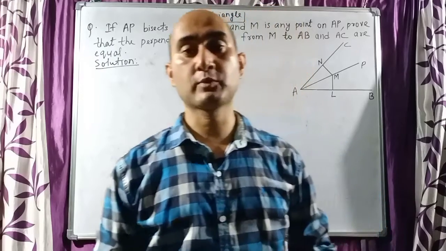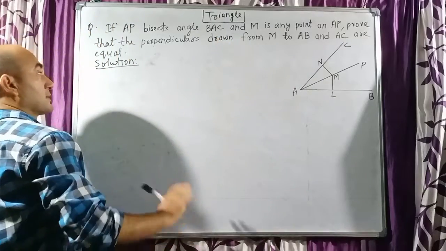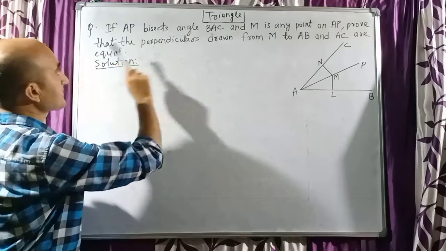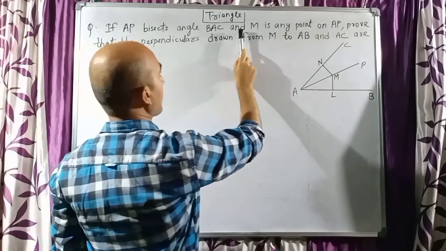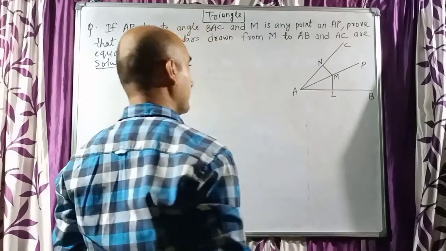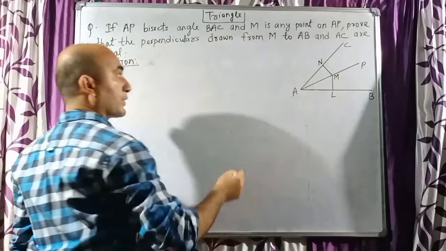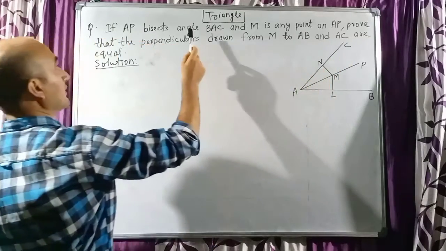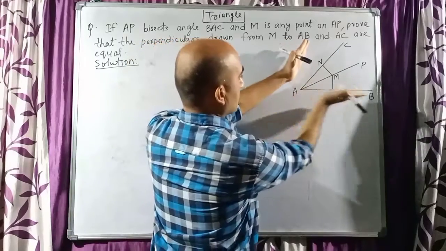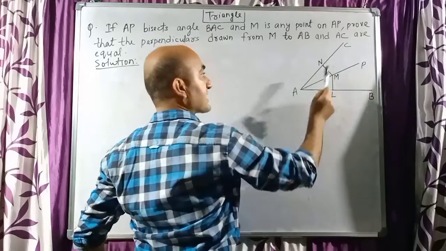I have again come up with the same chapter, triangles, and today's question is a little bit different. So let us begin this question, children. If AP bisects angle BAC and M is any point on AP. Now very simple. There is a bisector called AP which is bisecting the angle BAC. So AP is bisecting this angle.